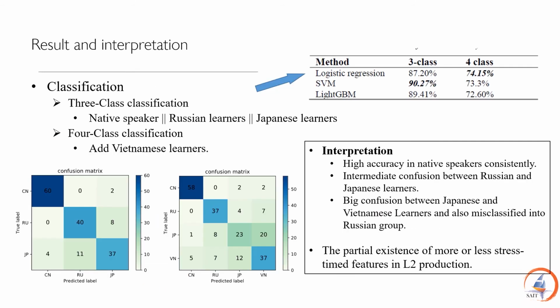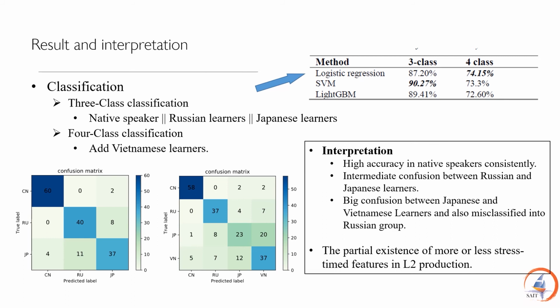More evidence was required beyond visual inspection, so we conducted several classification procedures. Firstly, it was a three-class classification task between Russian learners, Japanese learners of Mandarin, and native speakers, corresponding to three typical rhythm types in their native speech. Secondly, it was a four-class task, with the addition of the Vietnamese group. We used three different statistical models to train and test. All features were normalized by Z-score and tested under five-fold cross-validation.